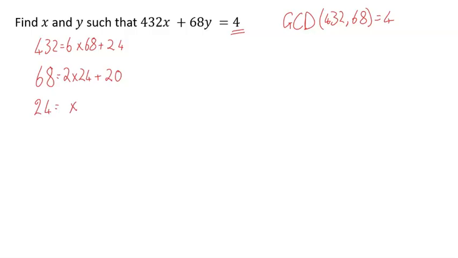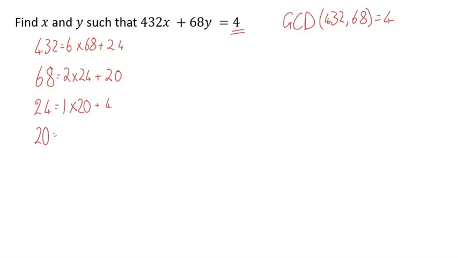So I'm going to look at something of the format 24 equals something times 20, again plus a remainder. Well, in this case, 24 is 1 times 20 plus a remainder of 4. This greatest common divisor has now come up, so let's hope that the next line has a remainder of 0. If so, we've just proven that that is the greatest common divisor.